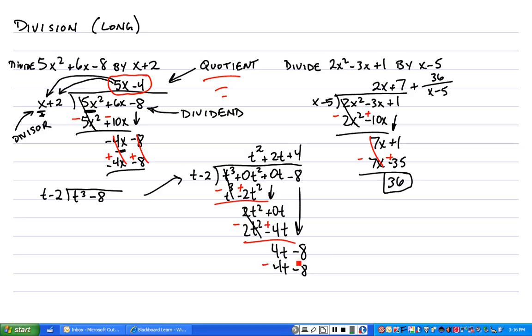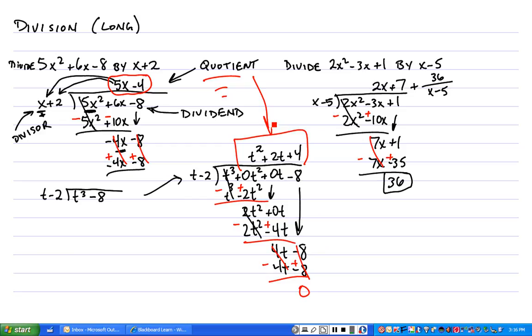Change my signs, and cancel, no remainder. So our answer, there you have it, is t squared plus 2t plus 4. That would be our quotient. So that's pretty much how we would conduct long division.